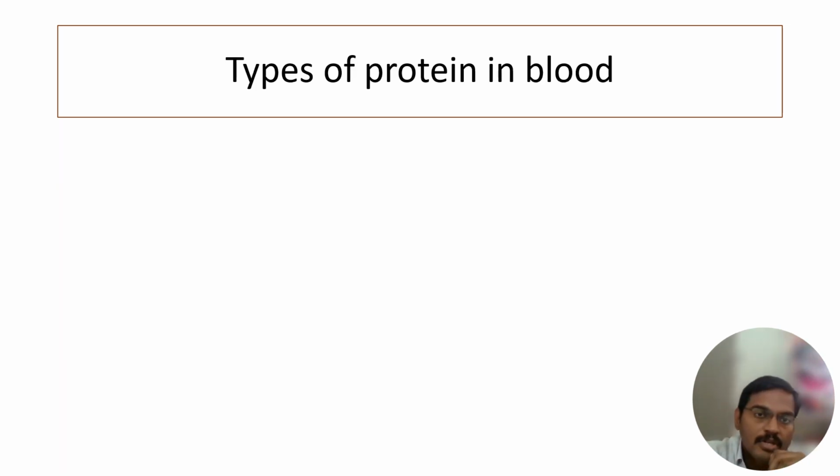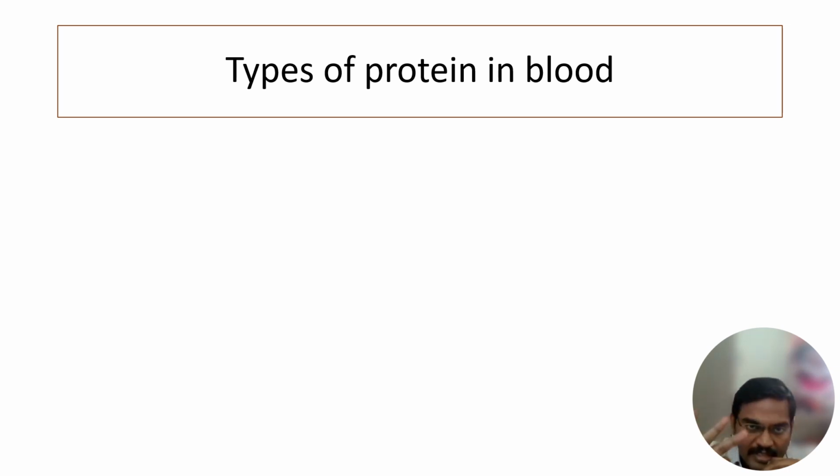Types of protein. Based on the mobility in the electric field in electrophoresis, we are able to separate the proteins into different types. In the next class, I will teach you what is meant by electrophoresis and how we can separate different types of protein present in the blood using electrophoresis. For today's class, remember, based on their mobility in the electric field in electrophoresis, we can divide the protein present in the blood into different types.